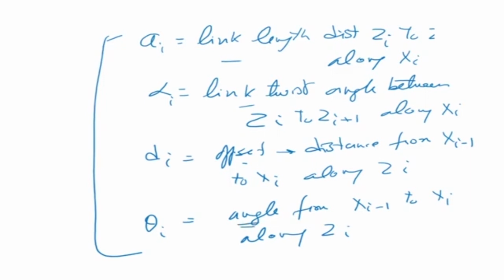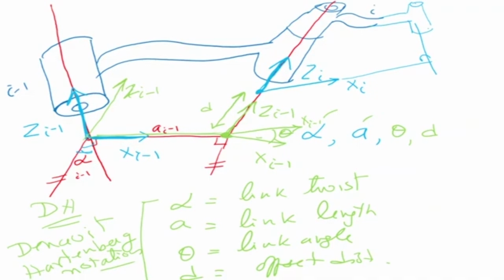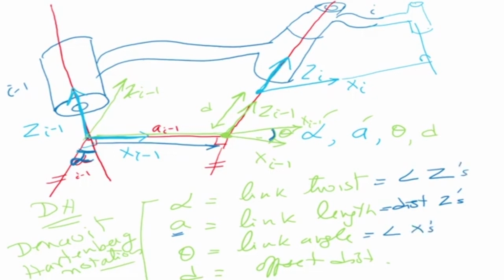Okay, now let us go back a little bit and look at these four parameters. Alpha is the link twist, which is the angle. So this is my alpha, the angle between the z-axes. Then A is the link length. That is this much. This is the distance between z's. Then we have the link angle theta. Theta is the angle between the x-axes. And what is d? D is the distance between the two origins, that is this much. So d is the offset distance, the distance between x's.